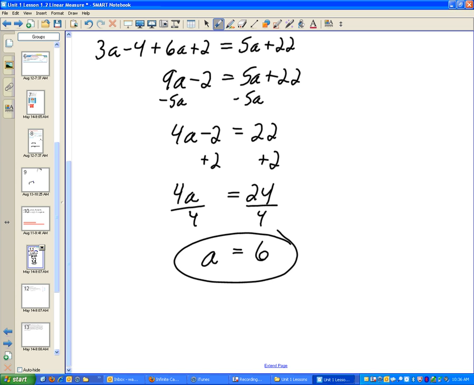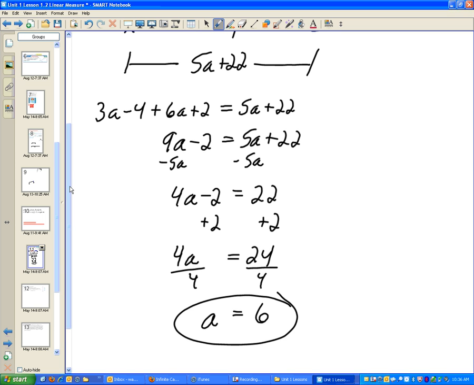Yeah, question? I added together like terms. So I combined those two a terms together, 3a plus 6a is 9a, and then I combined these constants together. Negative 4 plus 2 is negative 2.